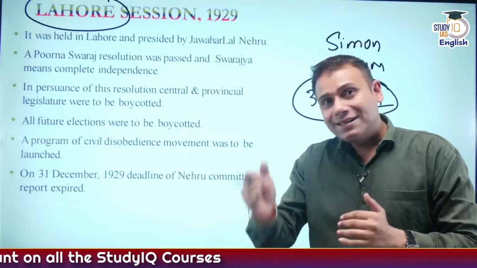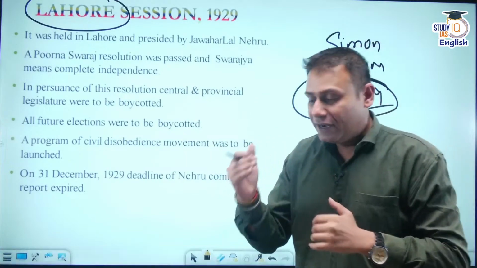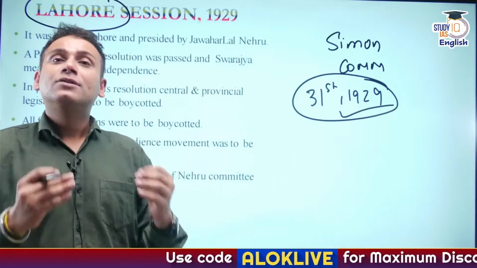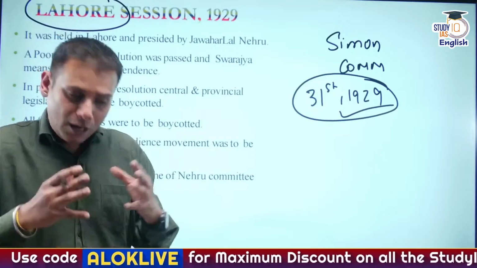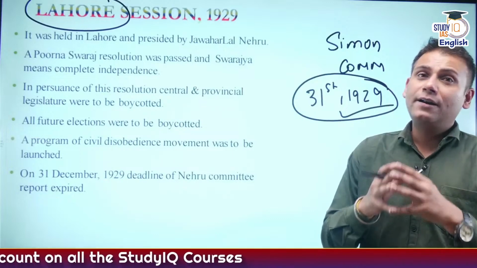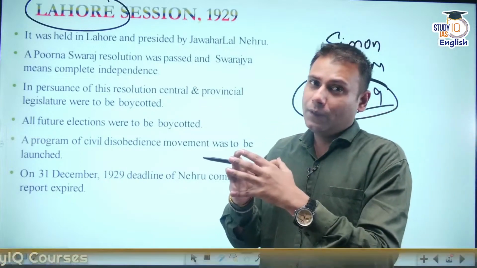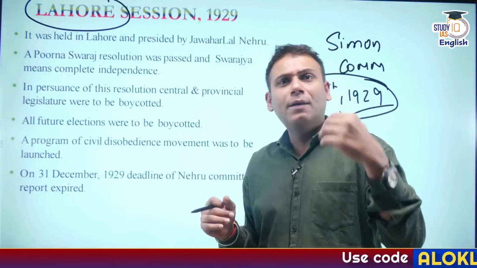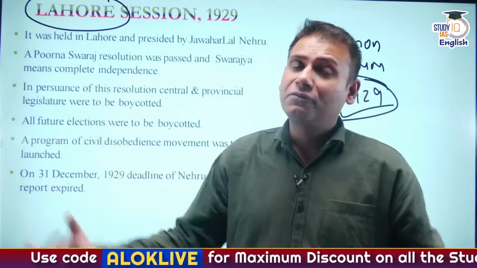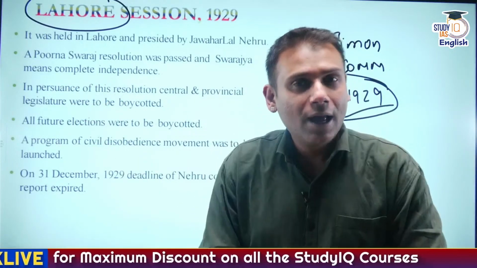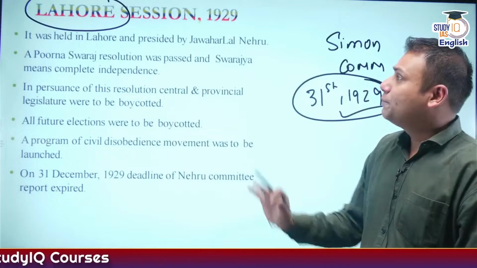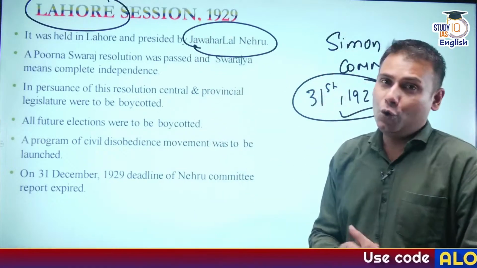Okay, now let's understand the Lahore session, civil disobedience movement, Gandhi-Irwin pact, Khudai Khidmatgar, and Muslim Nationalist Party. Now, the Lahore session was held in 1929 and it was presided over by Pandit Jawaharlal Nehru. Like discussed previously, during the demonstrations against the Simon Commission, two new major youth leaders emerged, Subhash Chandra Bose ji and Pandit Jawaharlal Nehru ji. So the Lahore session of 1929 was presided over by Pandit Jawaharlal Nehru.